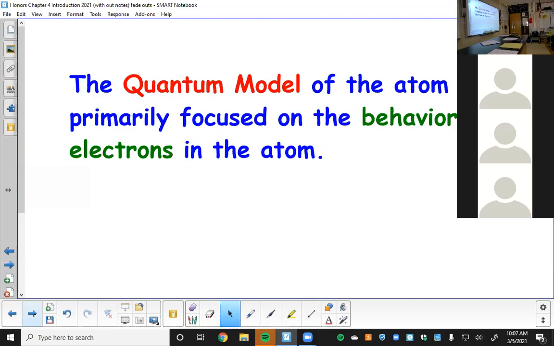So the quantum model. I want to say it's the new model, but it's actually been around for like, I don't know, 80 years or so. But it's sticking around because they keep on proving more and more things that prove that it's correct. The quantum model of the atom is primarily focused on the behavior of electrons.